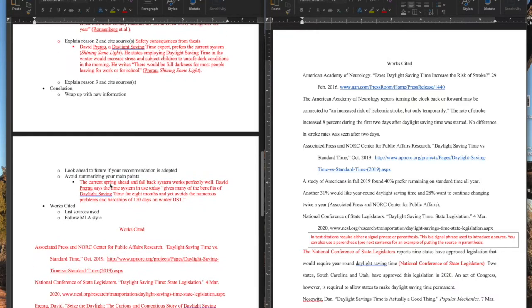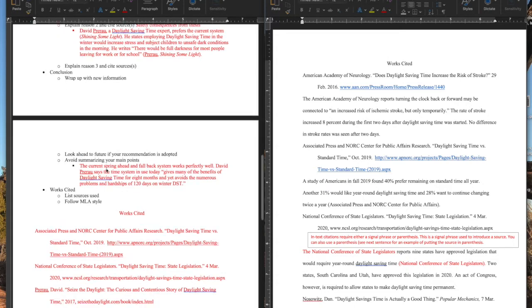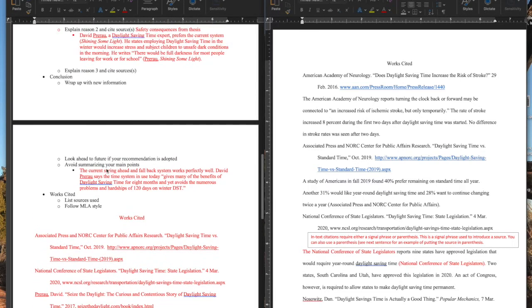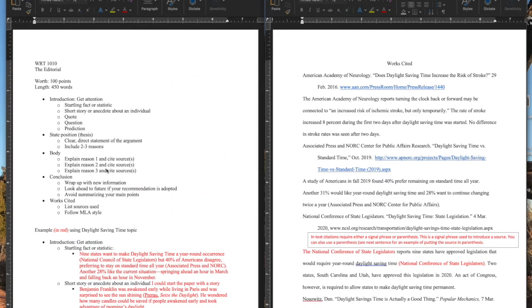Then you want to go to the conclusion, and don't just summarize the main points you made in the thesis statement or restate the thesis statement. Save something good for the ending and come up with some kind of way of predicting the future or looking to the future once the people adopt your recommendations. So this is about 450 words. It's about 2 pages, and then a third page would be the works cited.